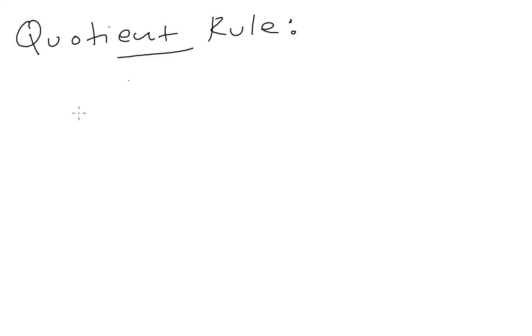So let's move on to the last rule of today's class, and this is called the quotient rule. As you can guess, the quotient rule is related to a division situation. So let's say you have a function where you are dividing two functions.